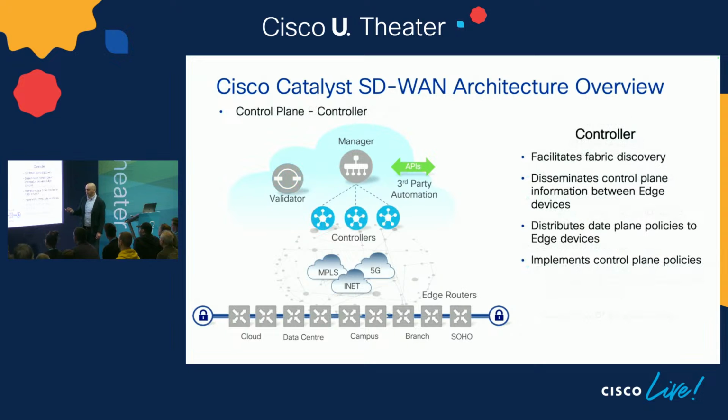The next component is the controllers, what used to be vSmart. These are the control plane. These components facilitate fabric discovery. They disseminate control plane information between edge devices. So it's the component that pushes policy to your edge devices, right? So configuration on all these devices, how you want to configure your circuits. Ideally, you would have a couple of circuits for redundancy. Maybe you have an internet and an MPLS. Maybe you have an internet and 5G, whatever it is. You push that configuration through these controller components.